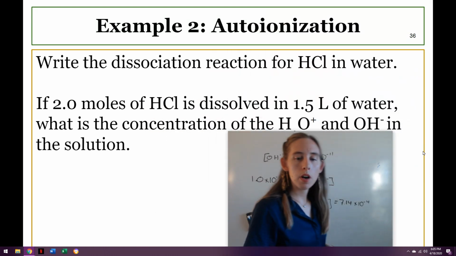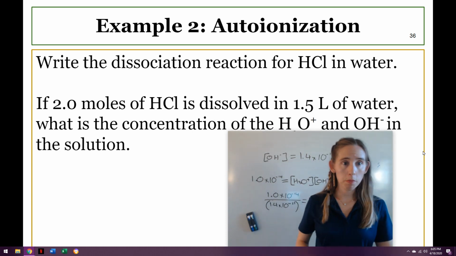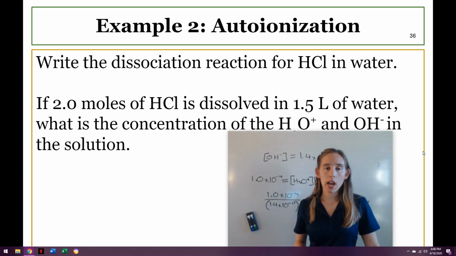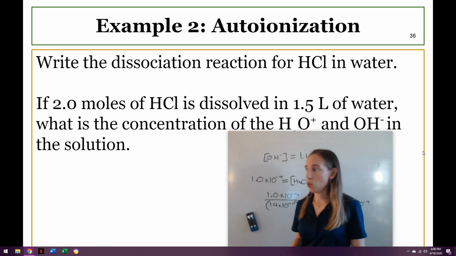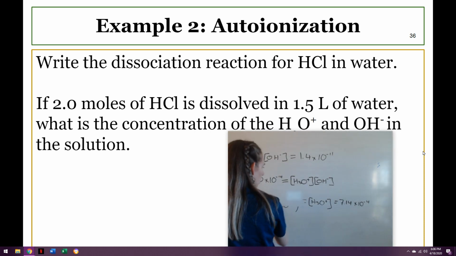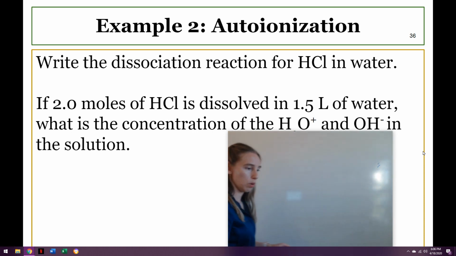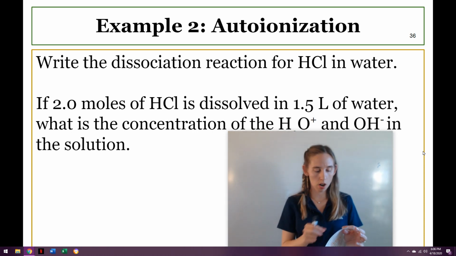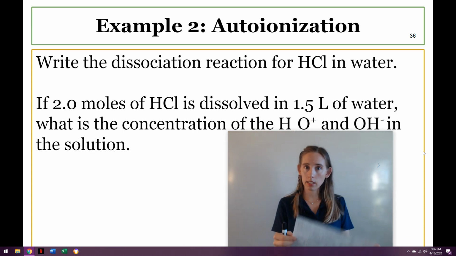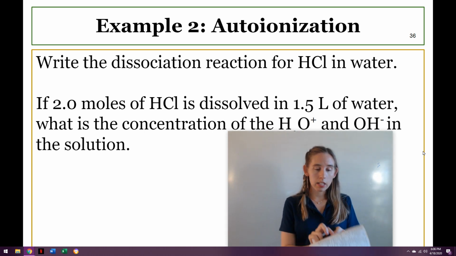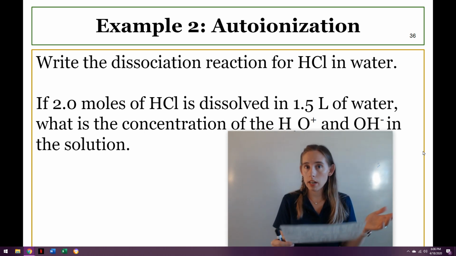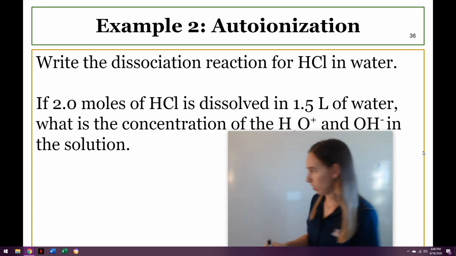Okay, so autoionization example 2. Write the dissociation reaction for HCl in water. All right, so we have HCl, hydrochloric acid. It is one of our strong acids. We know it's strong because it's on our strong acid list. If anything is not on that strong acid list, then it's a weak acid. So it's very easy there.